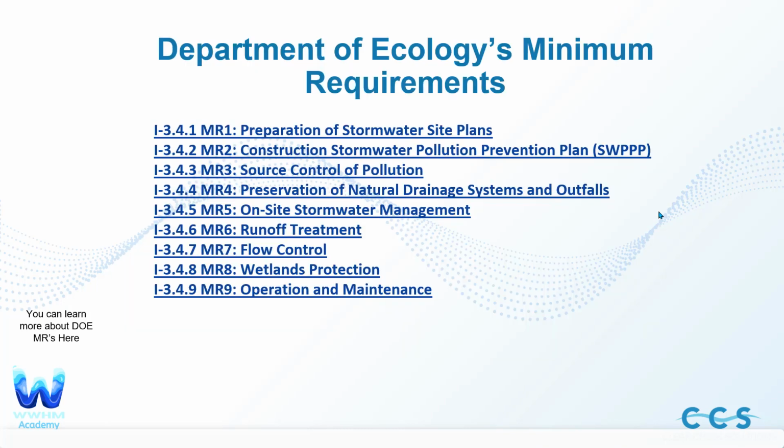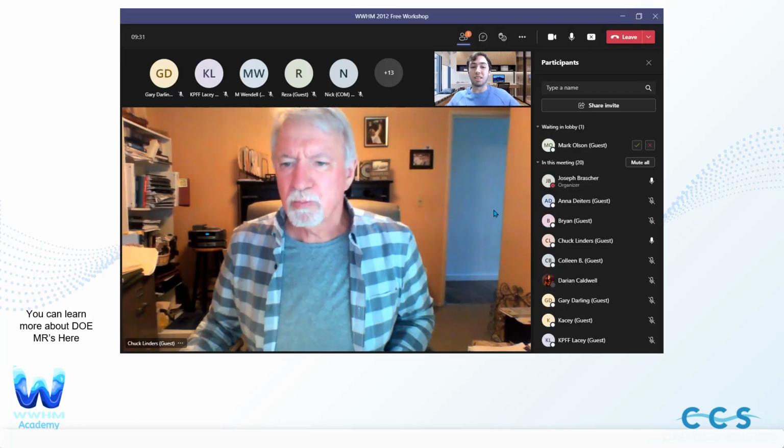So, like I said, Department of Ecology has a video on all 9 of those minimum requirements. What we're more focused on in stormwater, specifically with WWHM 2012, is minimum requirements 6, 7, and 8.